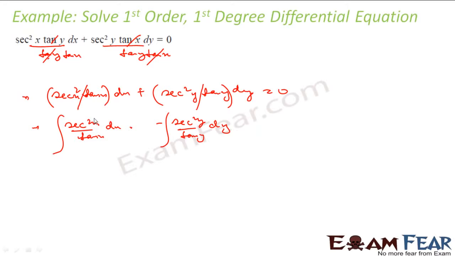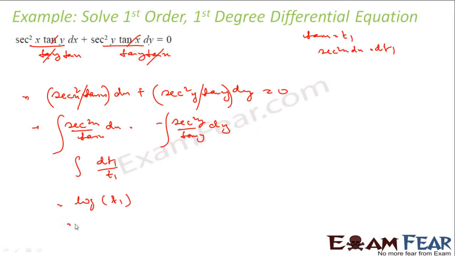In this case, if I take tan x as t1, let's suppose for this guy, you get sec square x dx as dt1. Correct? So this guy becomes integration of dt1 by t1, and that is nothing but log of t1, and that is nothing but log of tan x.